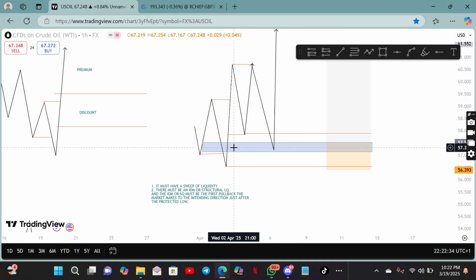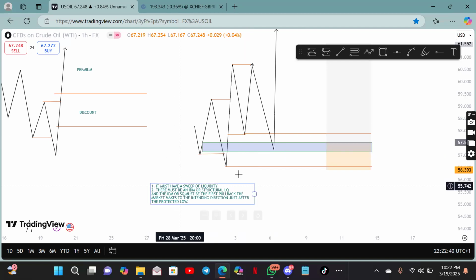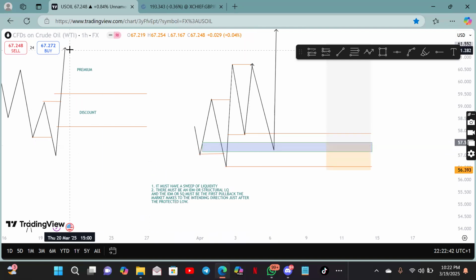Where should the structural liquidity be? The first pullback before the last low. Okay, we put it there. There must be 50% premium.